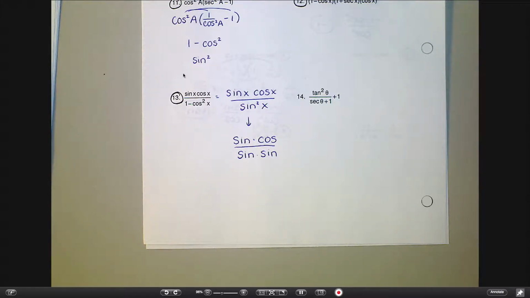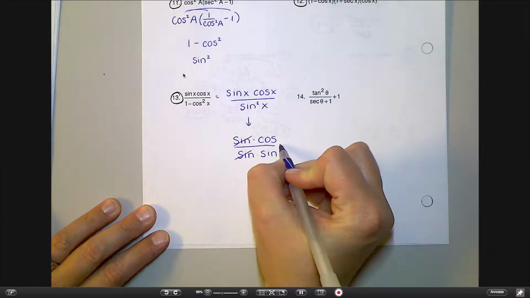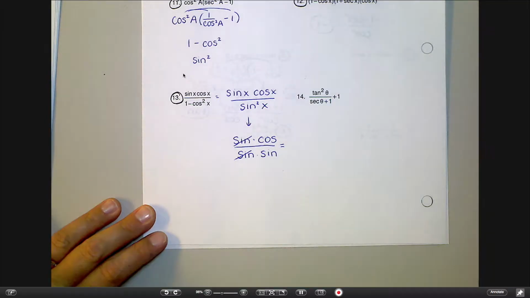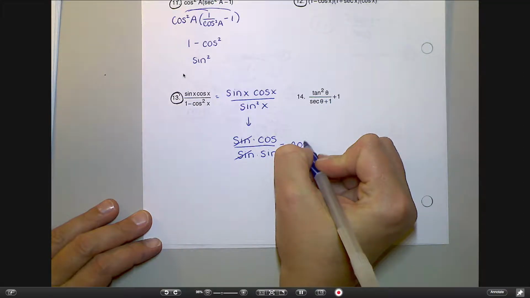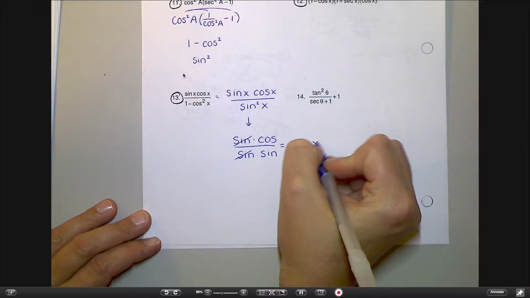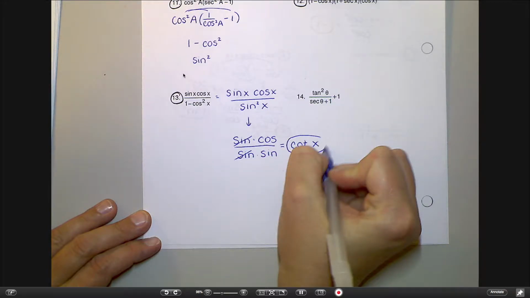What can I do now? Cross out a set of sines, right? And so then I have cosine over sine, which is equivalent to cotangent. Good. So we land at cotangent of x. Okay?